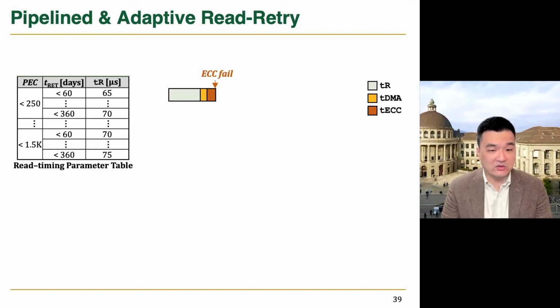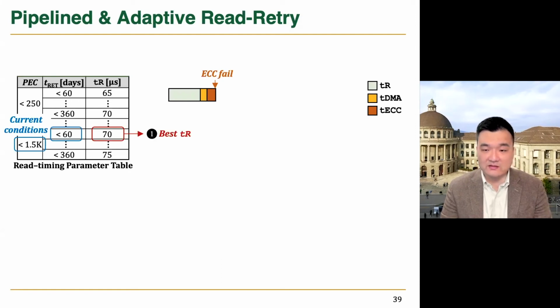When the ECC decoding of our read request fails, our proposal first queries the read timing parameter table to get the best read timing parameter under the current operating conditions, which is smaller than the default value, but would not increase raw bit errors to be larger than the ECC correction capability.